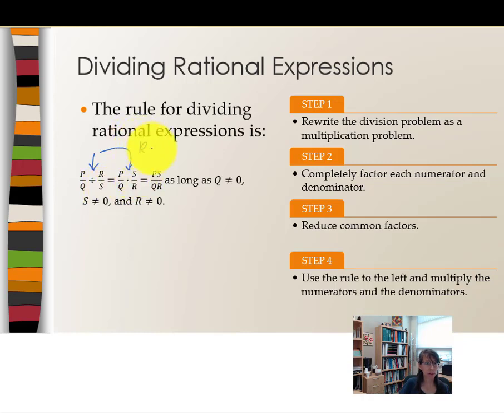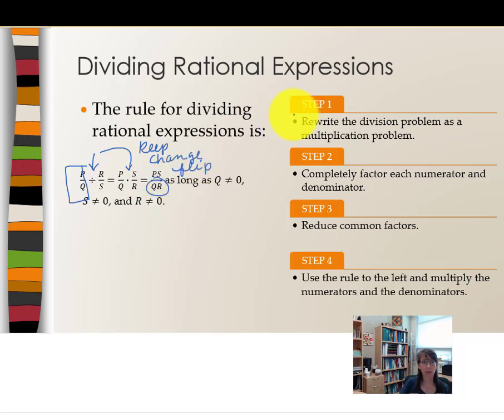Some of you know this as the keep, change, flip technique. That means you keep your first rational expression, change division to multiplication, flip the second rational expression. And again, no matter what terms remain in your denominator, neither one of those can be equal to 0.